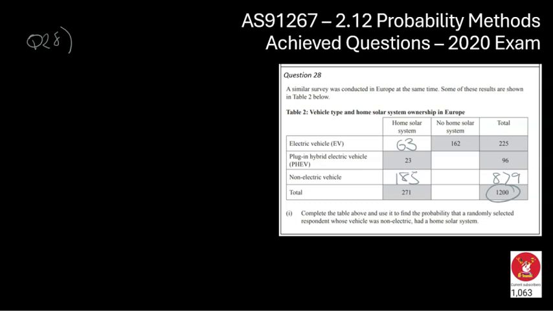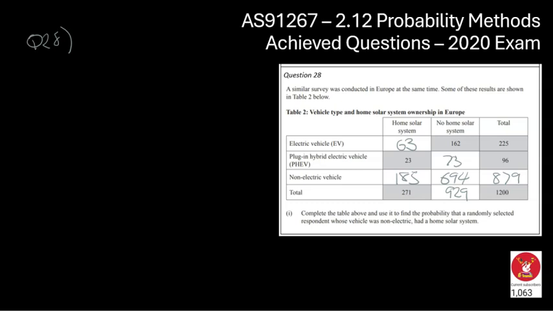Again, 1,200 minus this one here is going to get me to the total of the no home solar system people, and that's 929. I can figure out this one here, can't I? Doing subtraction, that's 73. And then the final one here, 294. So I filled up my table.